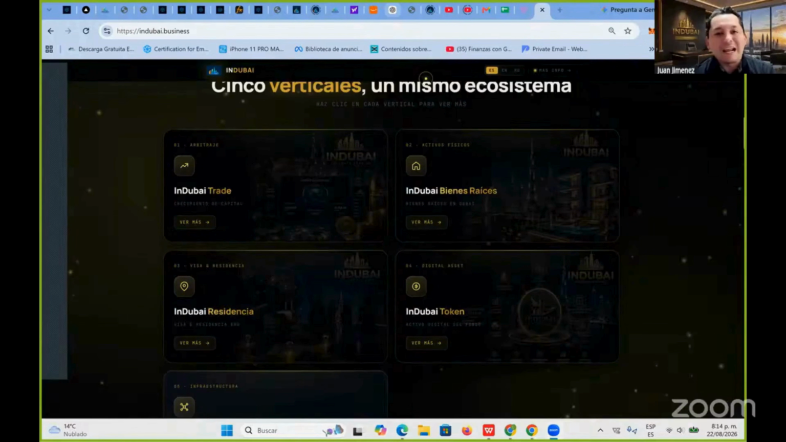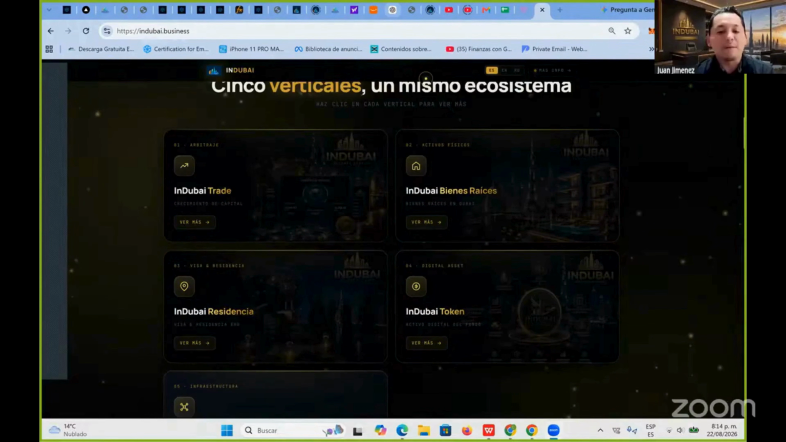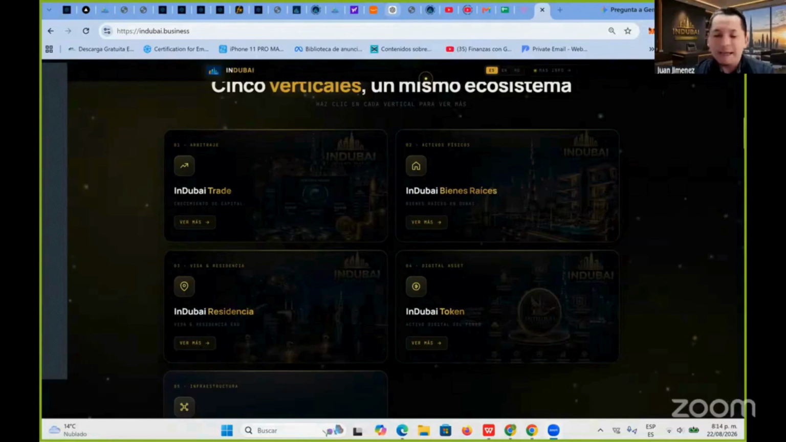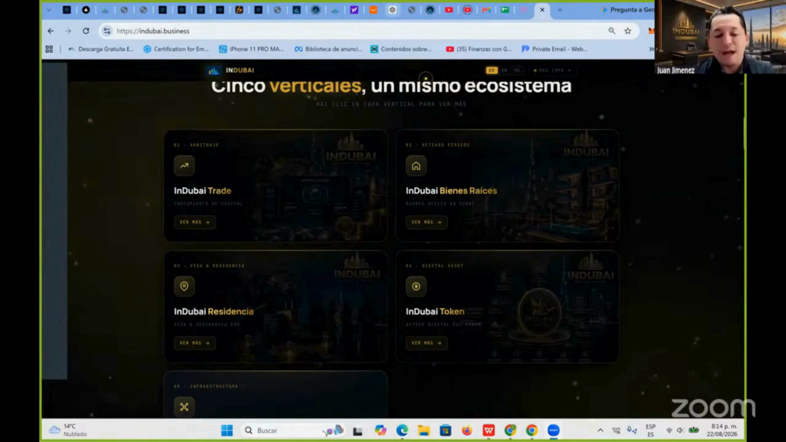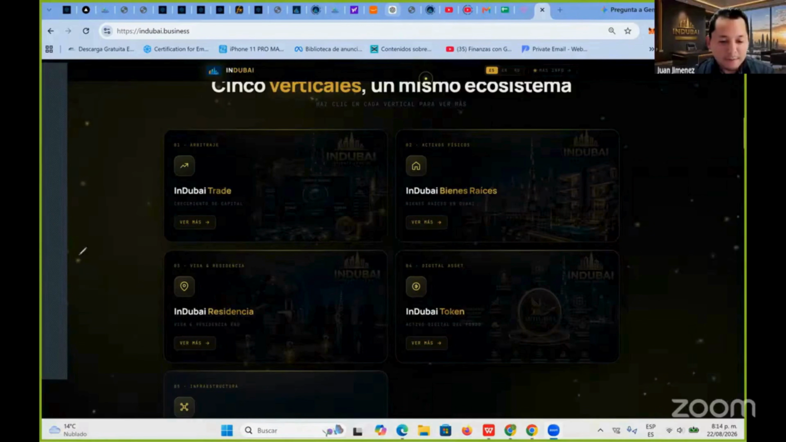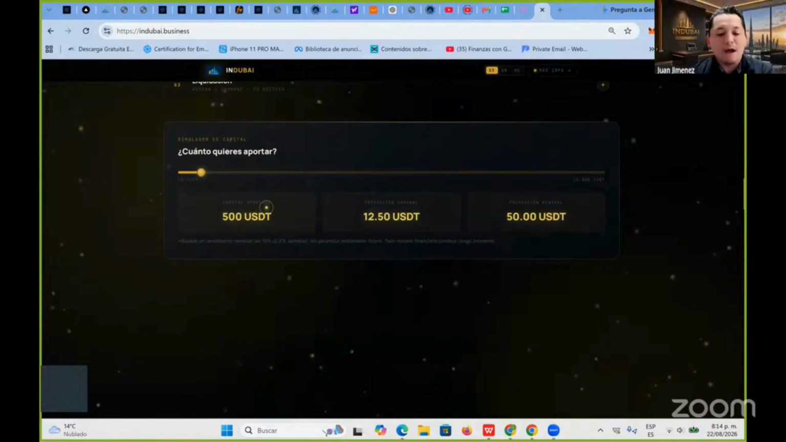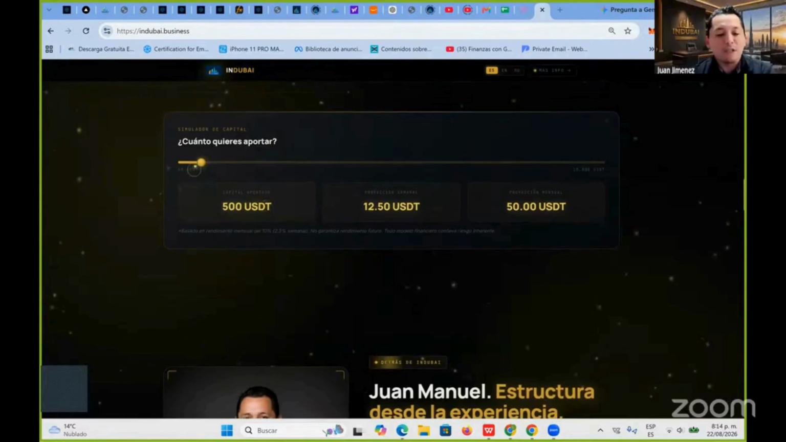It also generates a commission program and a residency program so that you can become Colombian Emirati, Mexican Emirati, from all over Latin America, Europe, Asia, so that you can have your residency for more than 2 years in Dubai, okay? But today we are specifically going to talk about the Indubai trade tool, a tool that allows us to operate in arbitrage, which today is becoming a very good tool since it generates very good results.